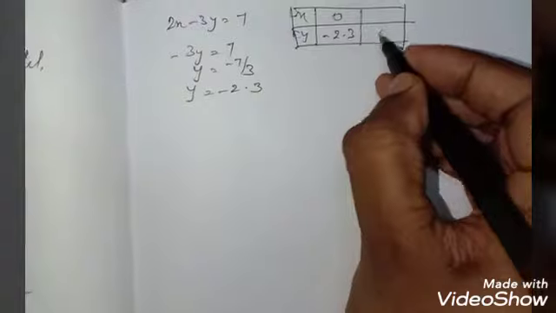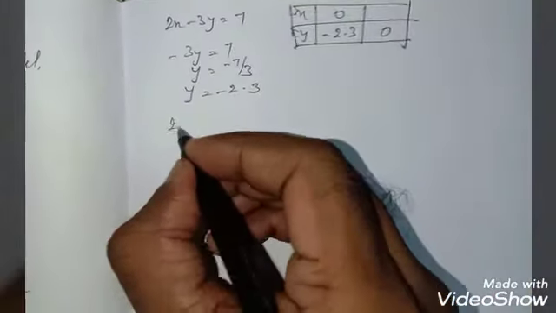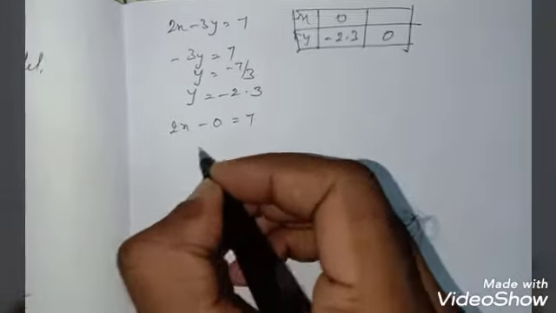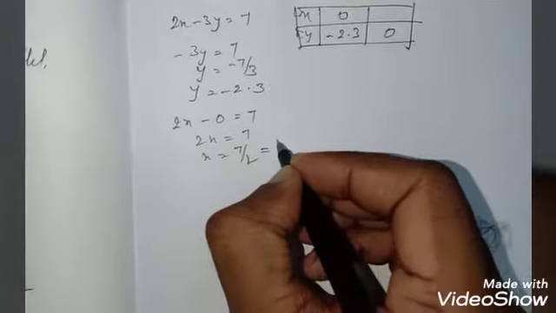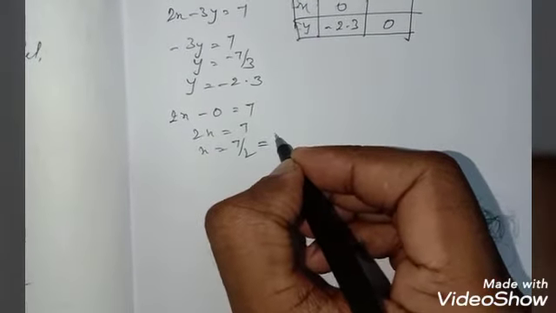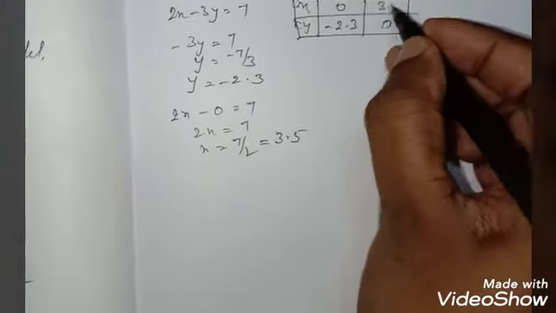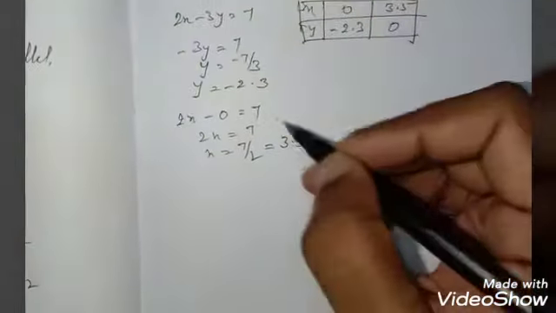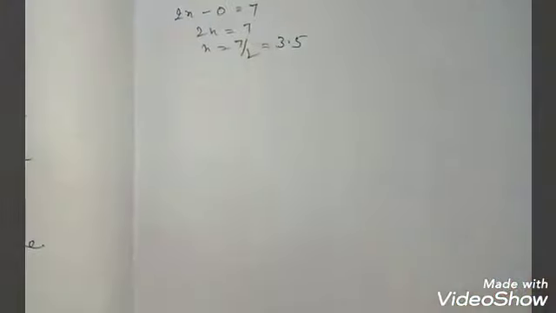Now if I substitute y is equal to 0 in this equation, you will get 2x minus 0 is equal to 7. So 2x is equal to 7, x is equal to 7 by 2, that is 7 by 2, 3 threes are 6, 1 balance, you will get 3.5. So after getting these points, then you have to represent these points on a graph.